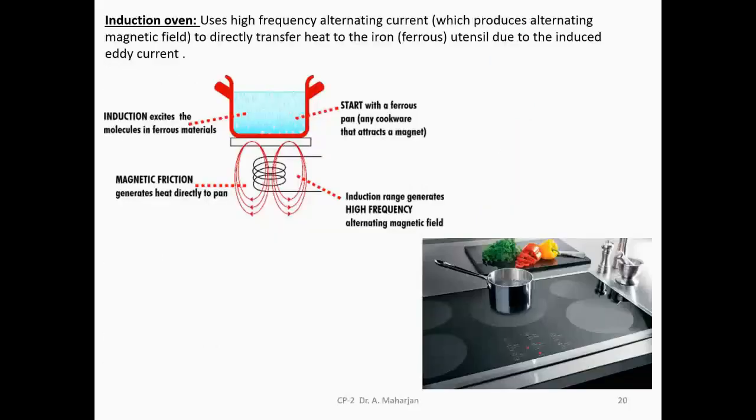So here are some other examples of this induction. This induction oven uses the same principle of magnetic friction. You can call it magnetic friction because it uses alternating current to produce an alternating magnetic field, and the alternating magnetic field will induce eddy currents. Because of magnetic friction, it's a contactless generation of heat.